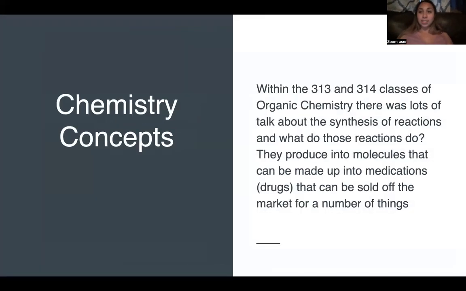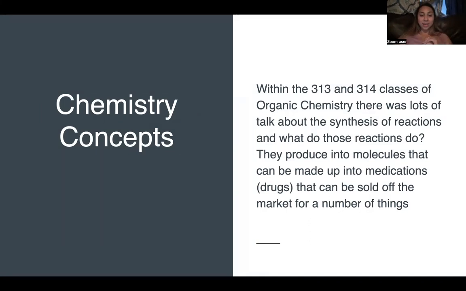So throughout the class, this 314 and 313, we have learned about synthesis of reactions and the way to formulate them, and these can be produced into molecules that can be made up into medications, prescriptions that can be sold on the market, with safety reasons and everything that may help individuals.